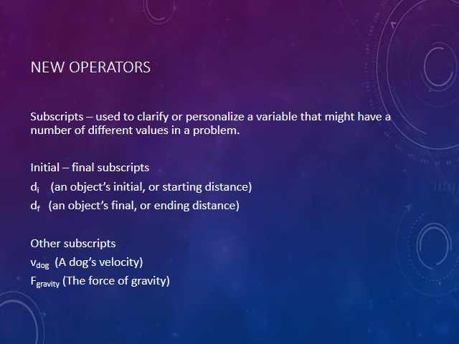You sometimes encounter subscripts when a variable is specific. So if you had a v dog, then we're obviously talking about the velocity of a dog. Or later on, you'll learn about different forces, which are F, and F gravity, of course, refers to the force of gravity.